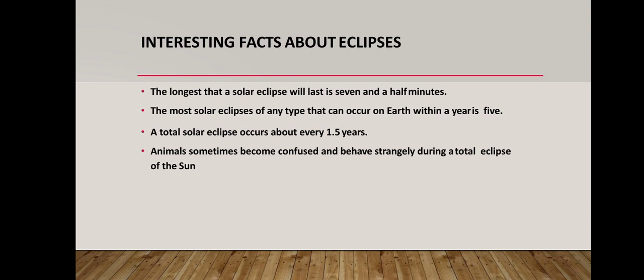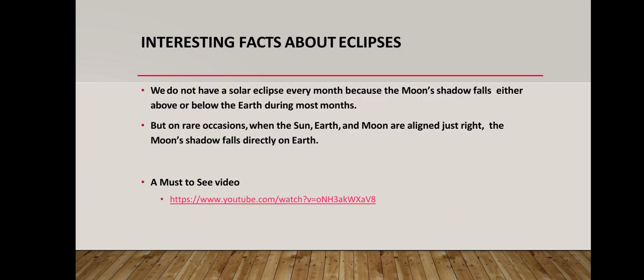And a total solar eclipse occurs about every 1.5 years, and animals sometimes become confused and behave strangely during a total eclipse of the sun. Animals, as they are creatures, cannot interpret the circumstances they face, so they become confused and behave strangely during a total eclipse of the sun.